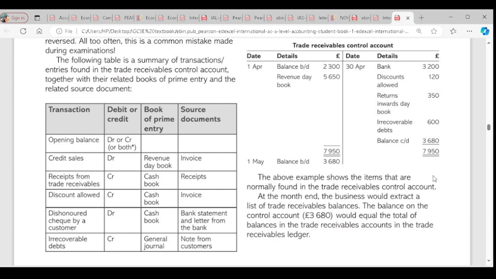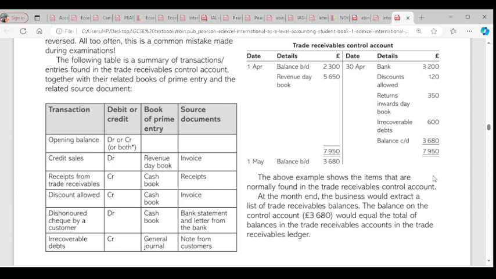Discount allowed. Discount allowed is given to credit customers for prompt payment. Okay. So it will be part of your cash book. It will be a credit entry. So in your cash book, the debit side has cash, bank, discount received. And on the credit side, you have cash, bank, discount allowed. Yeah. So, clear? On your debit side, you have revenue day book. On your credit side, you have discounts allowed, returns, and irrecoverable debts. And dishonored check, a check of customers that is being dishonored.